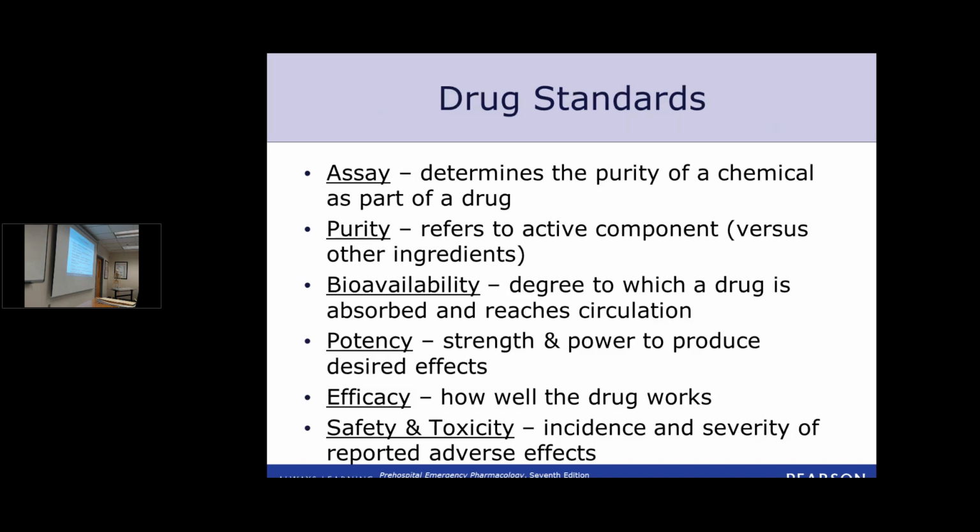All right, some terminology, and then we'll go to break. Starting with an assay, which determines the purity of a chemical as part of the drug. Purity refers to active components. Okay? So there is a slight difference between the two of these. Bioavailability is the degree to which a drug is absorbed or reaches circulation. Potency is the strength and power to produce the desired therapeutic effect. So this is all about therapeutic effect in terms of potency.